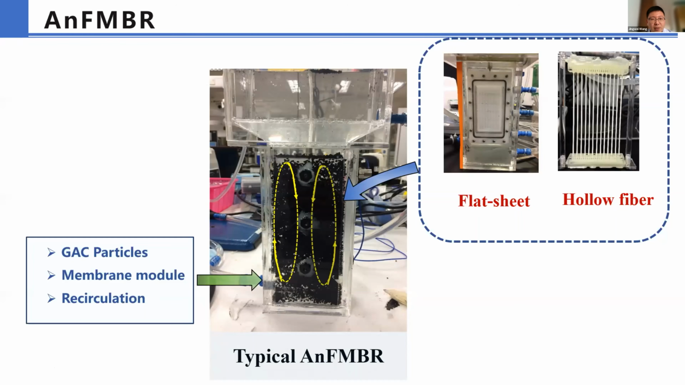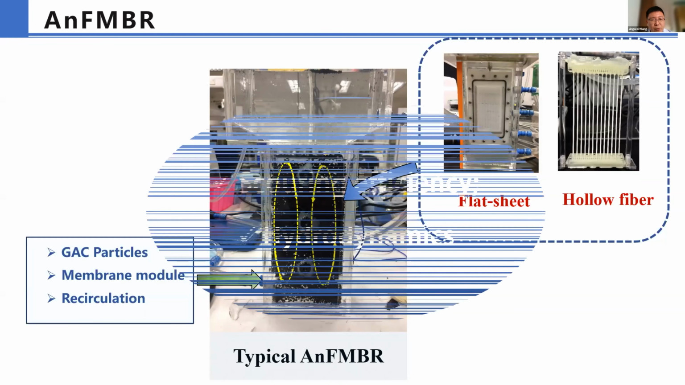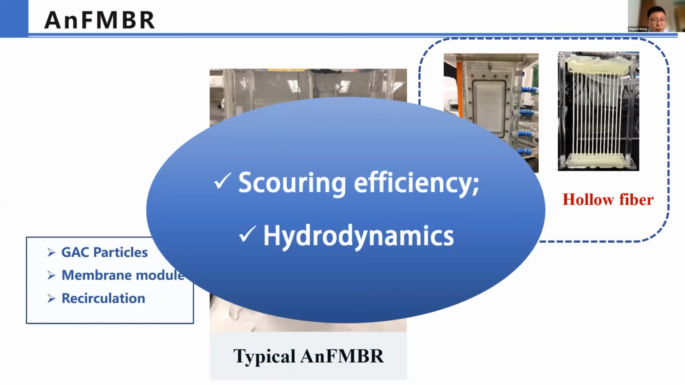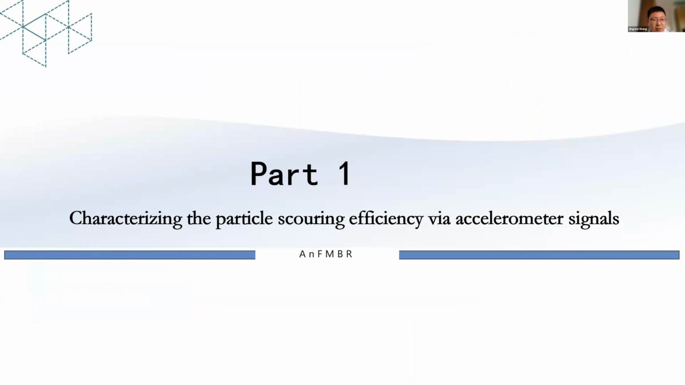Because particle scouring holds the key for membrane fouling mitigation, today I want to introduce two aspects. One is fluidization efficiency. Another is hydrodynamic scouring efficiency with an accelerometer sensor.